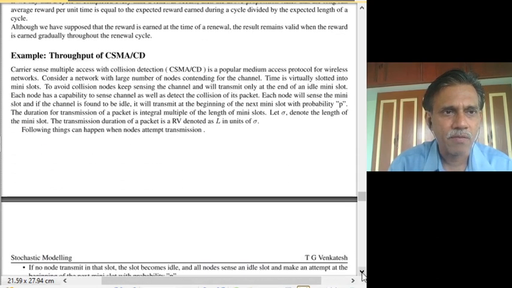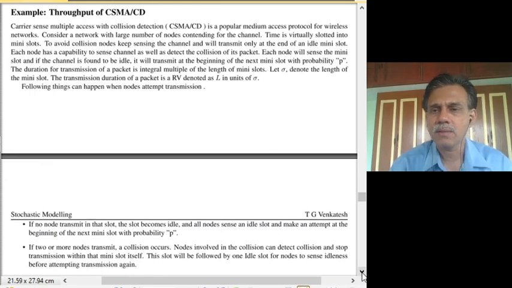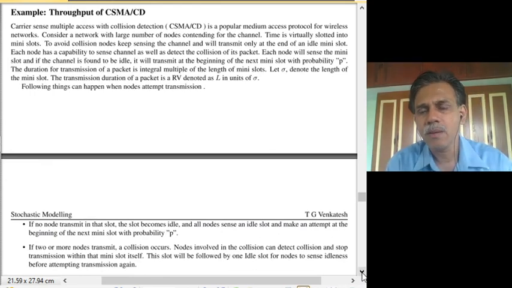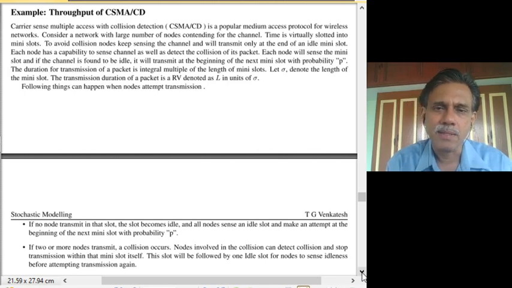Let us look at a number of examples. The first example is from the domain of wireless networking. There is a popular medium access layer protocol called carrier sense multiple access with collision detection, which is usually abbreviated as CSMA/CD.